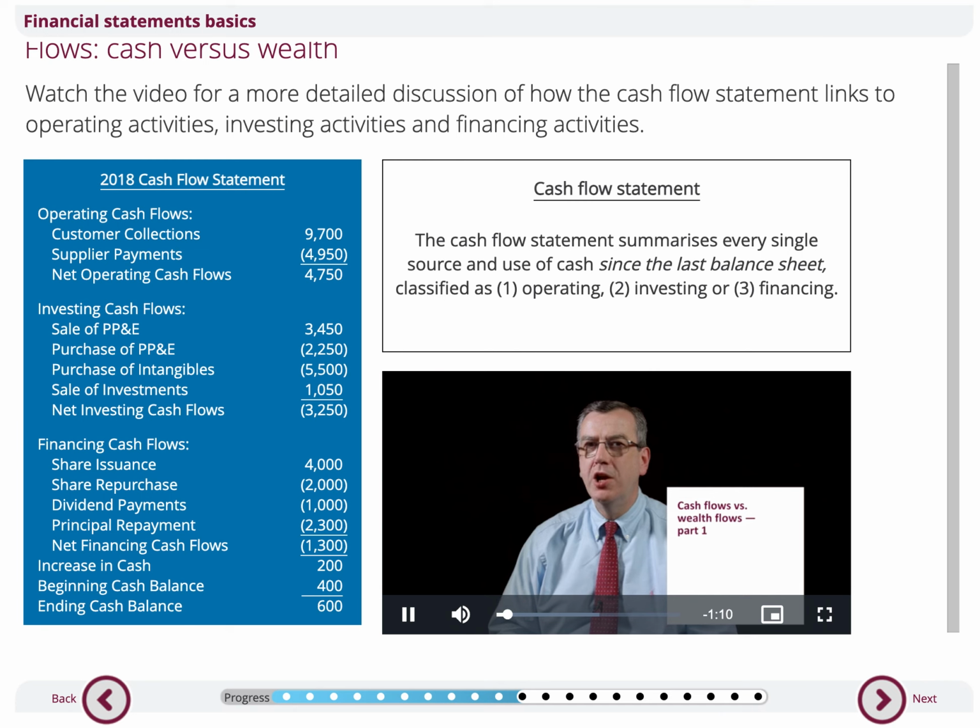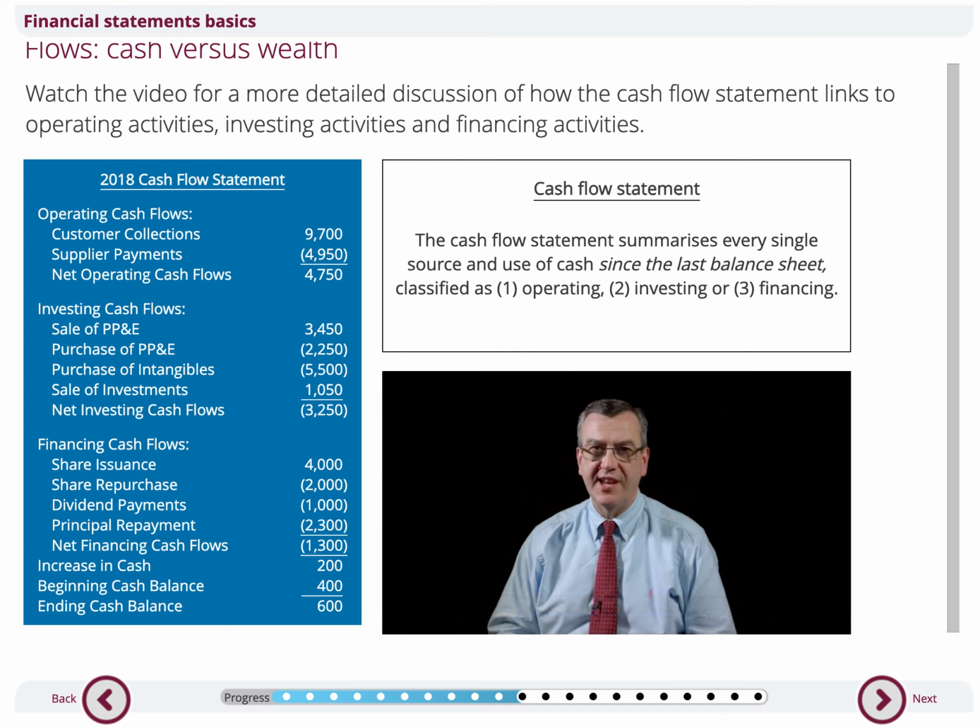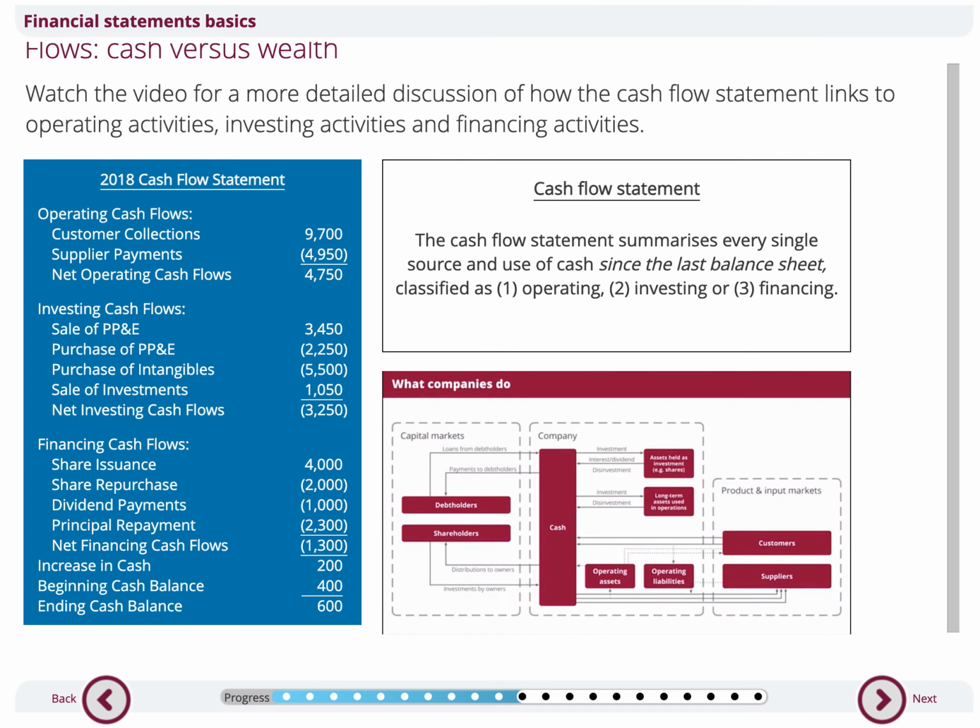So we want to better understand what is reported on the cash flow statement. So what you're looking at is backdrop pictures of what companies do. So let's think about what the company actually does to generate a cash flow statement. So let's start with the arrow, investments by owners. The company goes to that arrow and asks the question, since the last balance sheet, have we received any cash from owners as an investment? If the answer is yes, that dollar amount gets reported on the cash flow statement. If the answer is no, there's nothing on the cash flow statement.